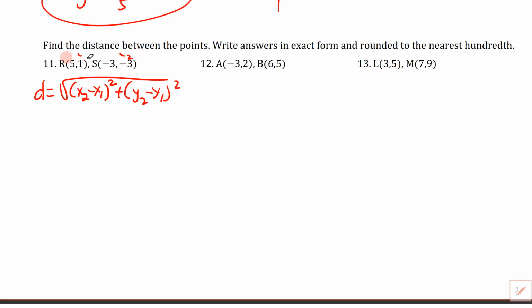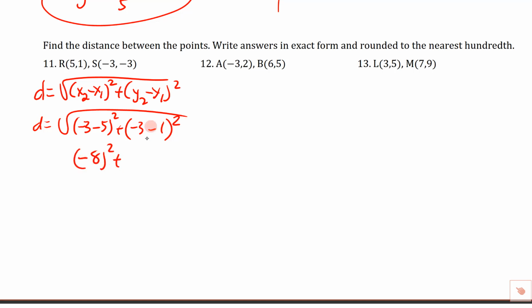I'm going to go ahead and do the x2 minus the x1. So on this one, we're going to have d equals big square root, x2 is negative 3 minus x1 is 5, quantity squared. And then we're going to have y2, which is the negative 3, minus the 1 right there. Now, sometimes I'll drop that square root here, so I'm going to do a negative 8, and I square that. This is a negative 4, and we square that.